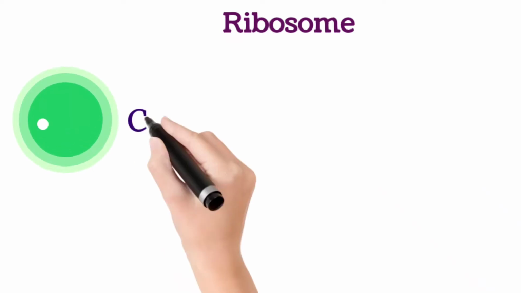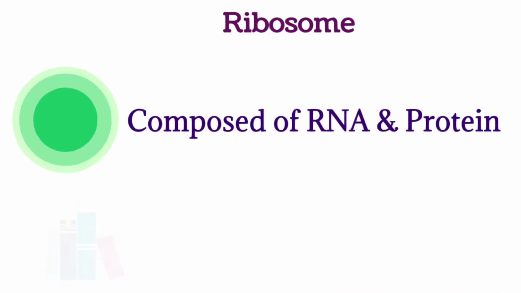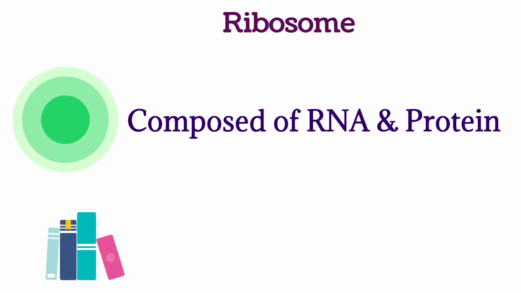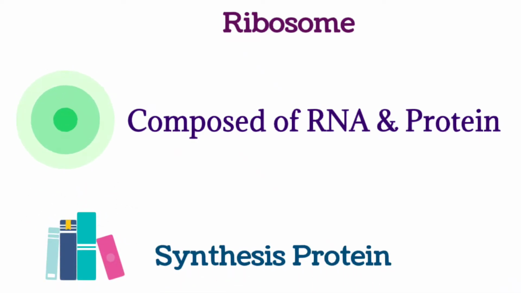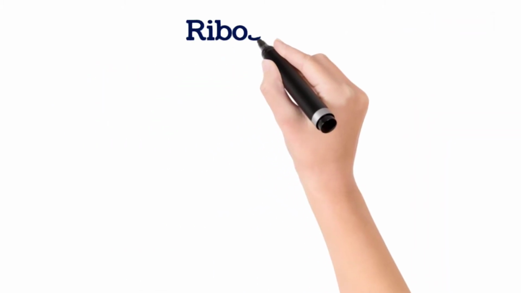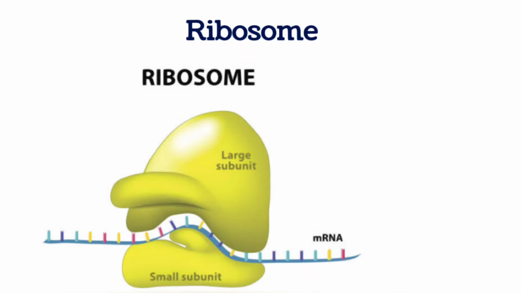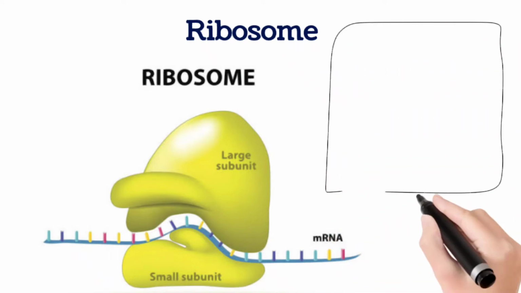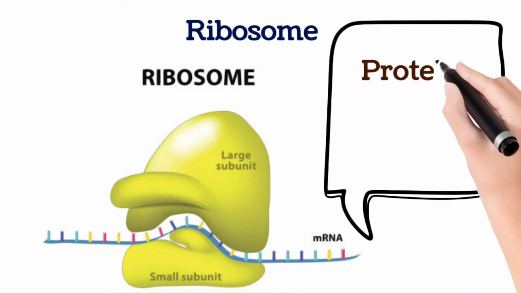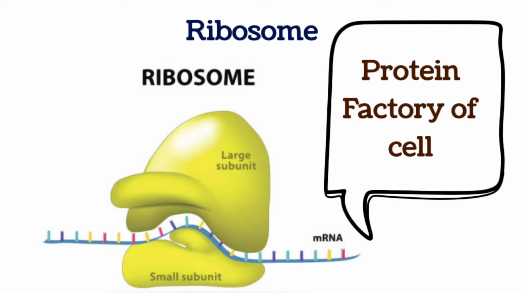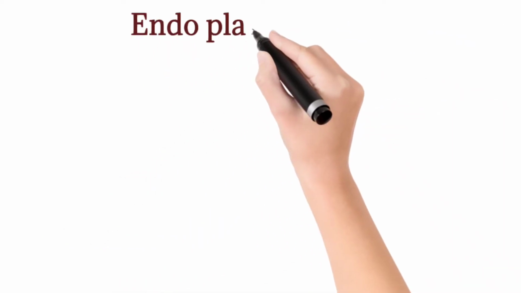Another organelle is known as the ribosome. So, what is the ribosome? It is composed of RNA and protein, and it synthesizes protein inside the cell. This is the ribosome. There are two subunits. One is large, the second is small. In between them, messenger RNA is passing. Messenger RNA will be translated and make protein. Therefore, the ribosome is called the protein factory of the cell because it synthesizes protein.